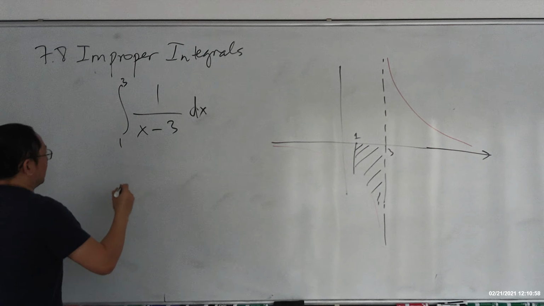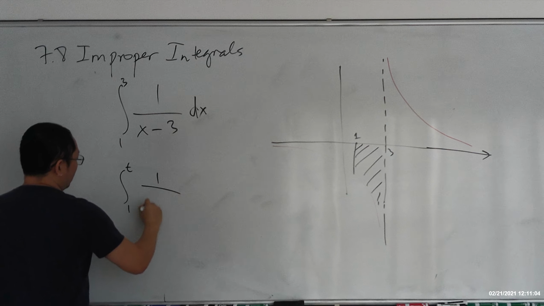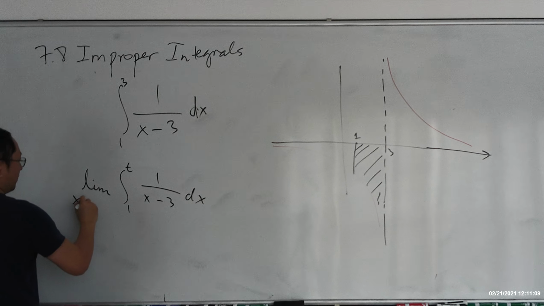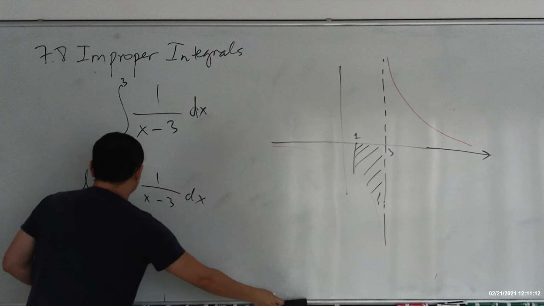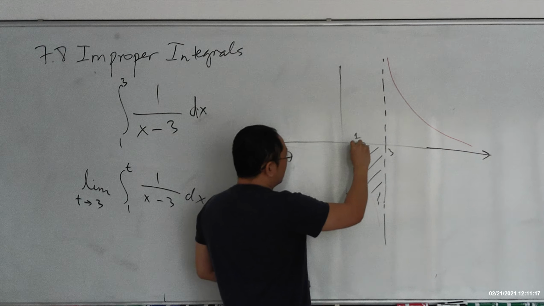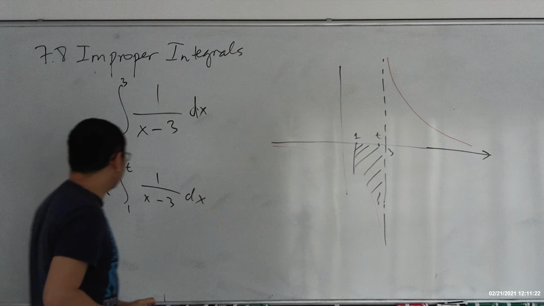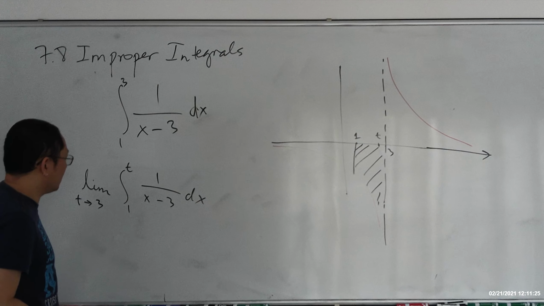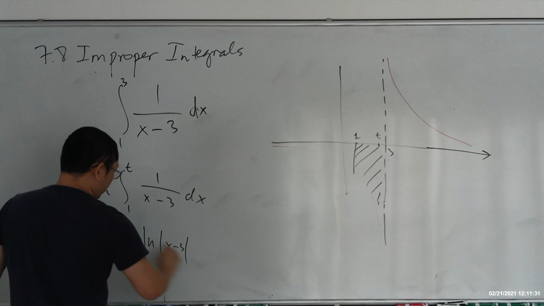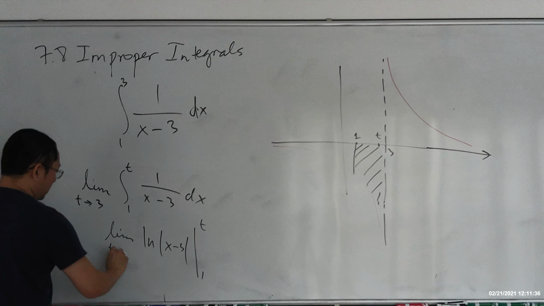Same idea, right? This is the integral from 1 to t of 1 over x minus 3 dx, and then you take the limit as t approaches 3. In other words, instead of calculating the integral from 1 to 3, we calculate the integral from 1 to t, and we move t closer and closer to 3. Same idea as before. So you calculate this integral. What is it? This is ln of the absolute value of x minus 3, running from 1 to t, and then take the limit as t goes to 3.